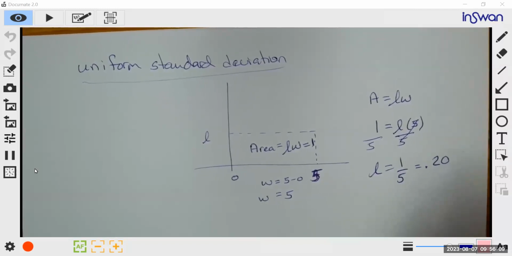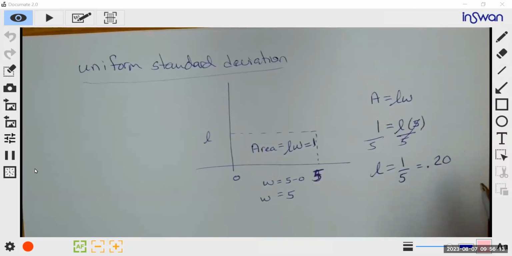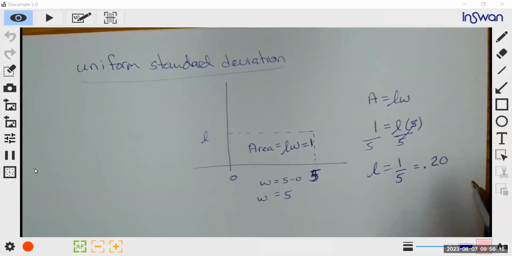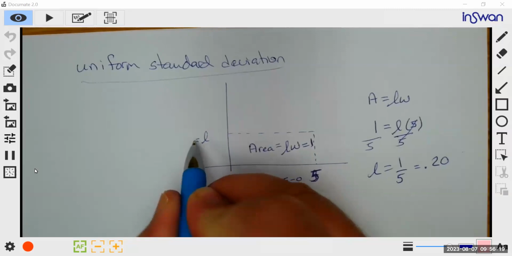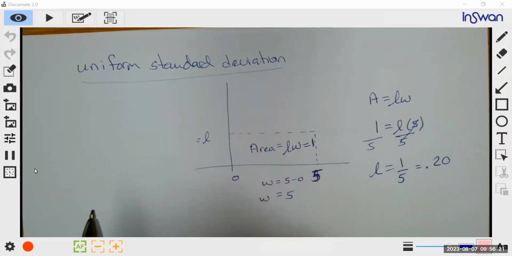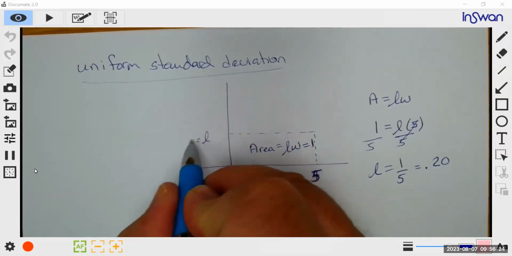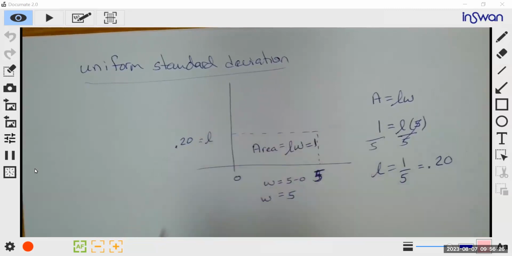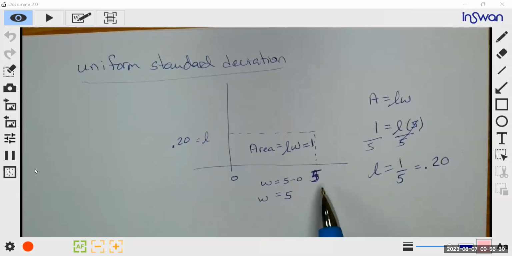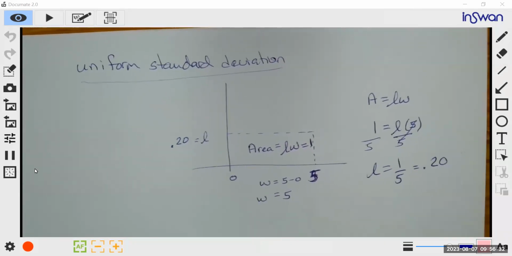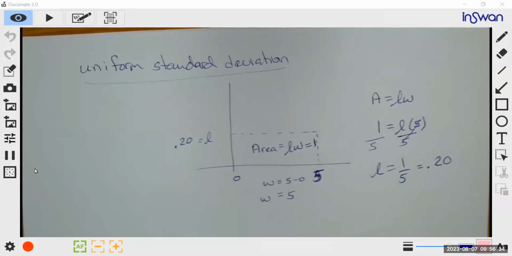Again, look at the answers, make sure you know how many decimal places they want you to have. Because if you don't put enough decimal places, then you won't get our answer. Is that what you did? So we know our length is 0.20. And we can always test it. 5 times 0.2 is 1.0.